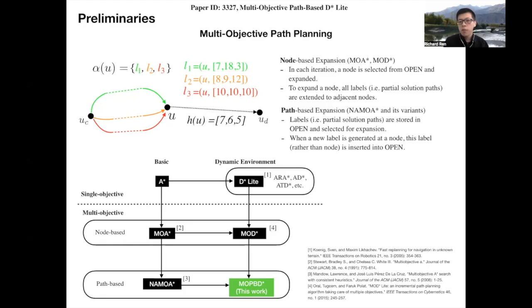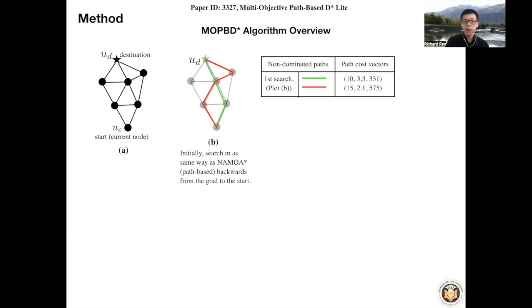Another approach is path-based. Basically, in each search iteration, only one partial solution path will be selected from open and expanded. In the literature, it has been shown that path-based strategy in general outperforms node-based ones. However, path-based strategy has not been evaluated in the dynamic environment, and this work aims to fill this gap. So here's the key idea.